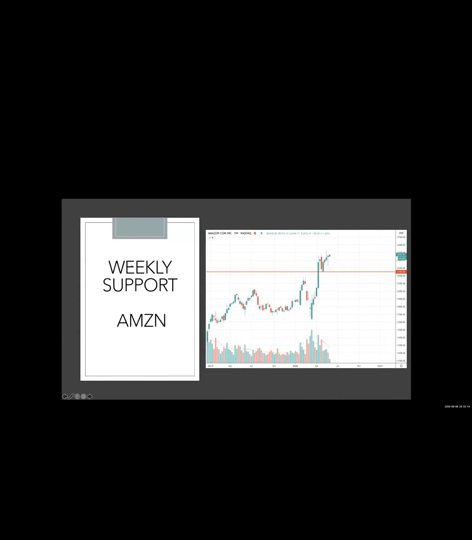So this was a weekly support for Amazon. You can see it bounced off of it twice. And if it bounces off of a level twice on the weekly, then that is a pretty big support or resistance. You can also see, back in early, looks like April, maybe March, it bounced off of 2200 on the resistance side. So that became a resistance and it finally broke through that. And now it made 2250 the support. That's from May. It bounced off of 2250 twice, and that was the support.